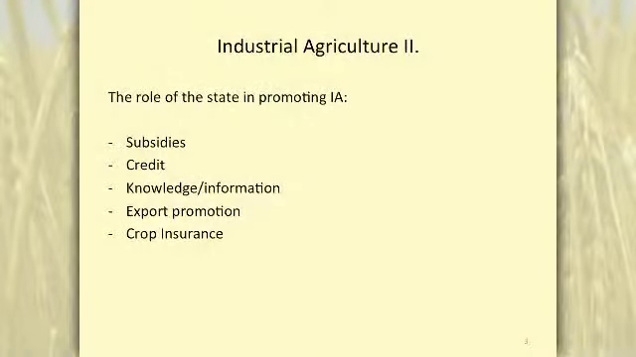My second slide on industrial agriculture is the role of the government, or the role of the state, in promoting industrial agriculture. The point I want to make here is that this is not just a natural or more efficient way of producing food. For much of the 20th century, industrial agriculture has received all kinds of government subsidies, and this explains the dominance and how we've ended up where we are today, where much of food is produced in this way.